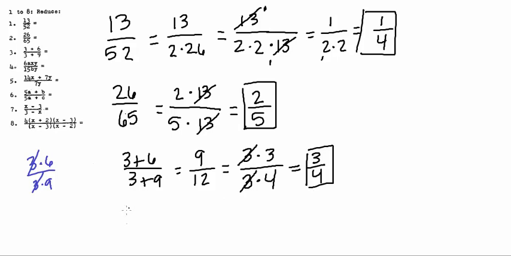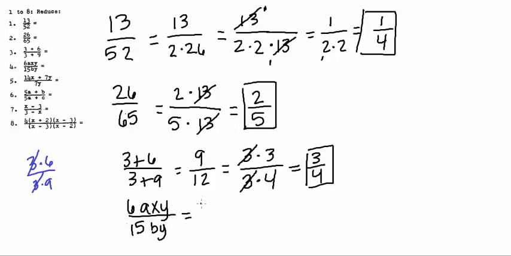Awesome, so let's move on to number 4. Okay, so for number 4, we have 6axy over 15by. Now the first thing I'm going to do is focus on the constants, so the 6 and the 15.